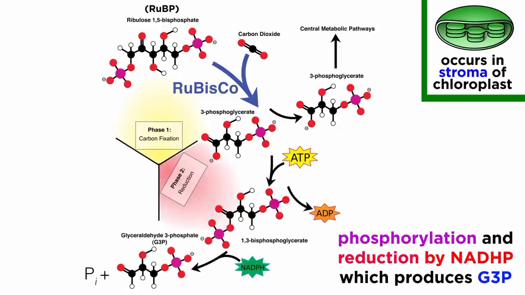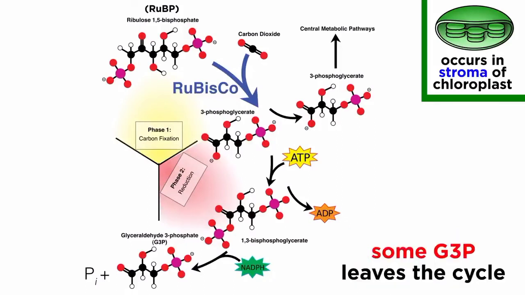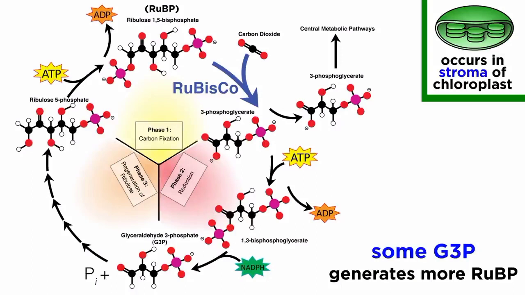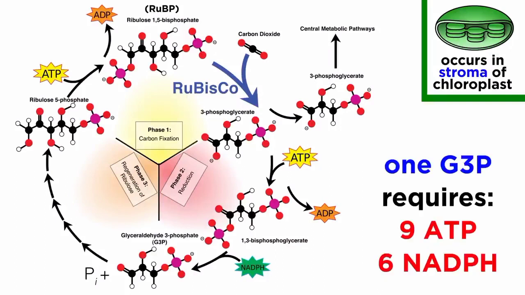Phase 2 is reduction. Each of these molecules receives a phosphate from ATP and is then reduced by NADPH, after which it loses a phosphate to become glyceraldehyde phosphate. Some of this G3P is the output of the Calvin cycle, going on to other pathways that generate glucose and other organic compounds, and some goes back to generate RuBP and start the cycle over again. To generate a net output of 1 G3P, the cycle needs 9 ATPs and 6 NADPH.